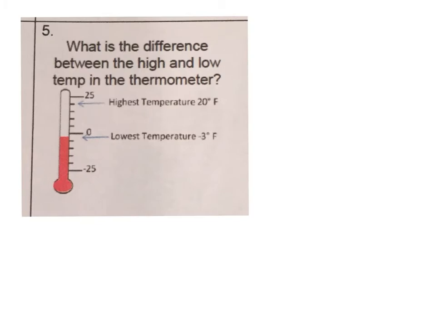Okay, so I was looking at this question, and I'm actually kind of confused because the thermometer and the labels don't match. So I'm just going to go over both answers, and I guess you could put both. But it says the highest temperature is 20 degrees, even though the thermometer could really go up to 25. So if the highest temperature is 20, and then the lowest temperature they're saying is -3.